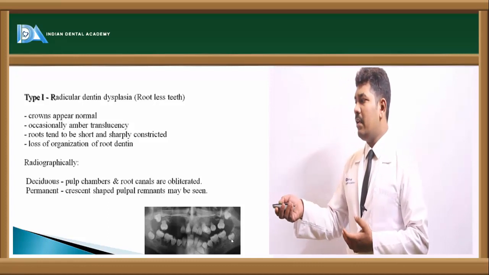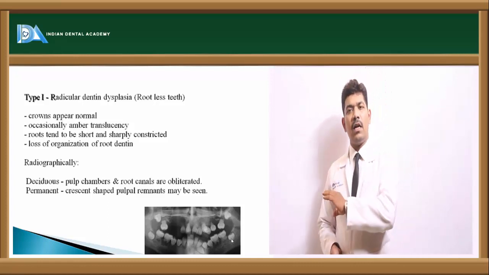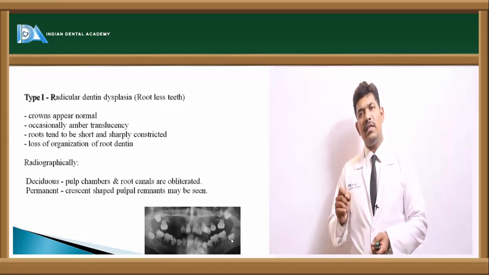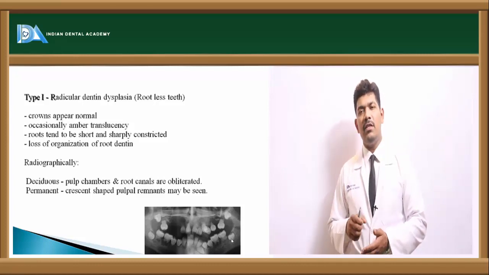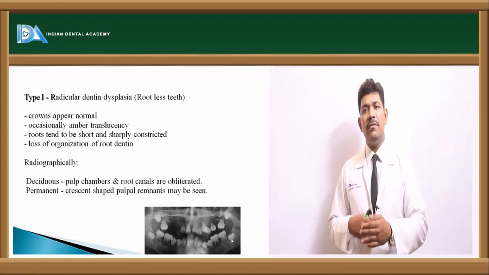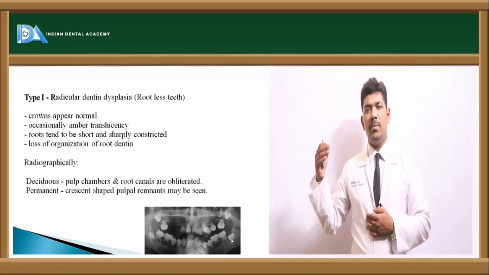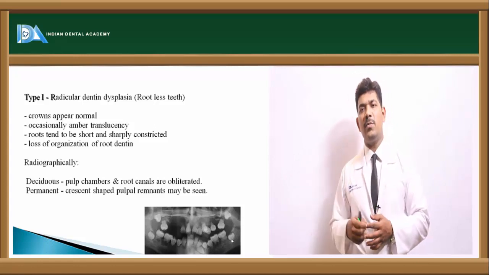So radiographically, in deciduous teeth, the pulp spaces are completely obliterated, whereas in permanent teeth, we can find small crescents of pulp spaces. But this is all at the expense of an excessive amount of dentin deposition, at the expense of the pulp spaces as well as at the expense of the roots.